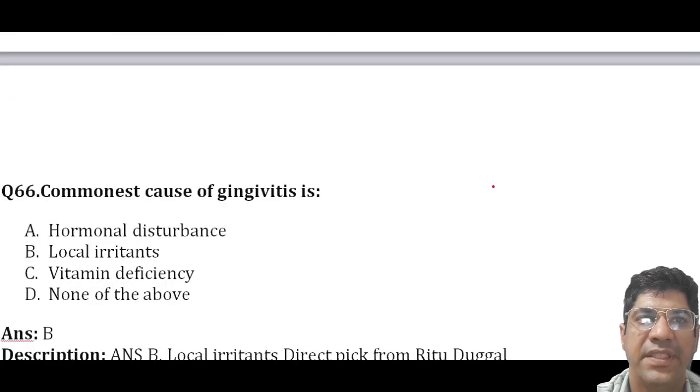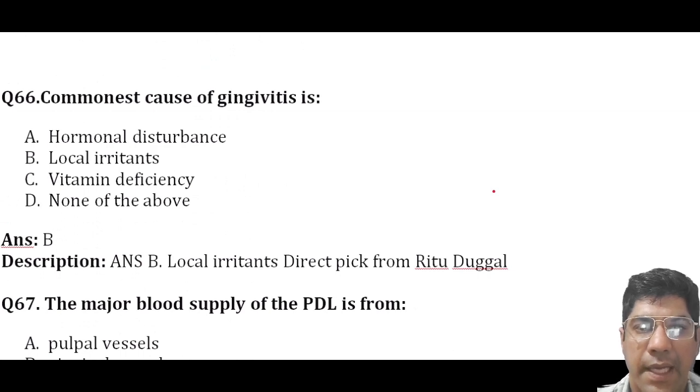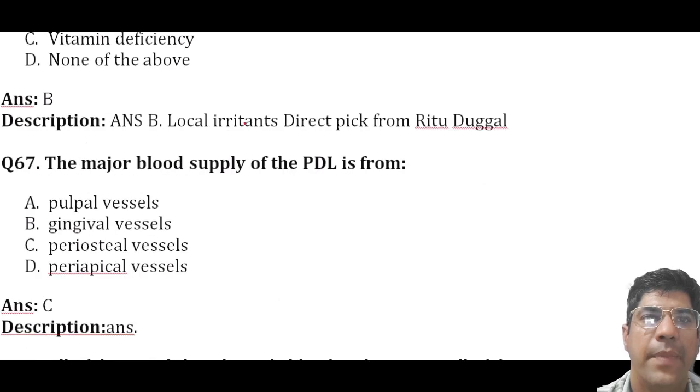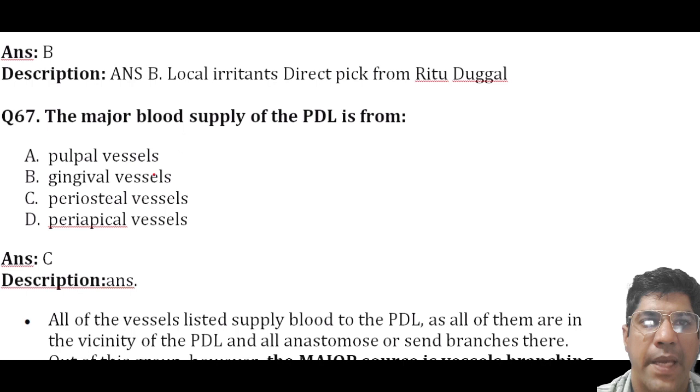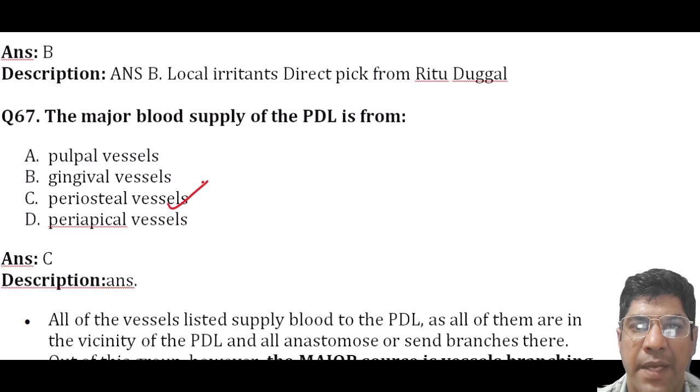The commonest cause of gingivitis is local irritants. Gingivitis is primarily caused by the presence of local irritants like dental plaque that accumulates on the teeth and irritates the gingival tissue. The major supply of the periodontal ligament comes from the periosteal vessels. The major supply is from the vessels branching from the periosteum that surrounds the alveolar bone. The periosteal vessels play a role in providing nutrients and oxygen to the periodontal ligament.